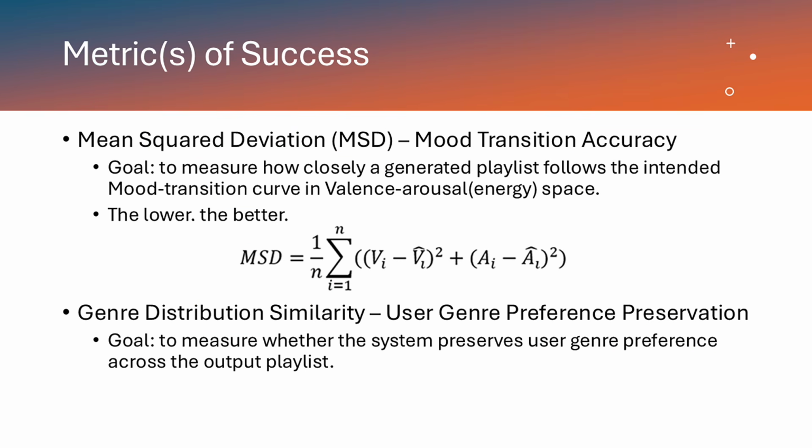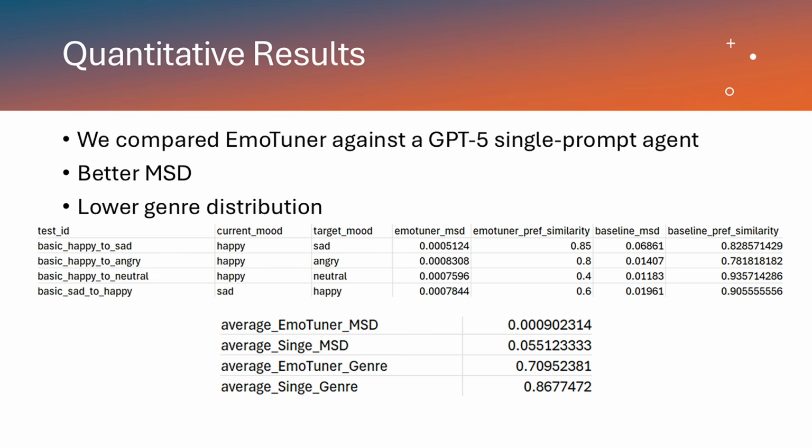We evaluate the results based on two metrics. Mean squared deviation shows us how well the formed playlist follows the transition curve, while genre distribution measures how much the user's preference is preserved after the formation process. By comparing the result of the system against the single prompt agent, the system is able to achieve better mean squared deviation, however a lower genre distribution, which is due to the limited size of the dataset.